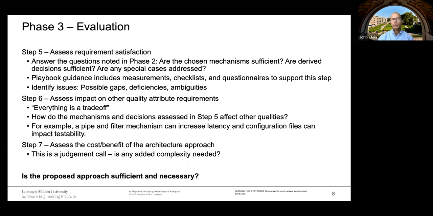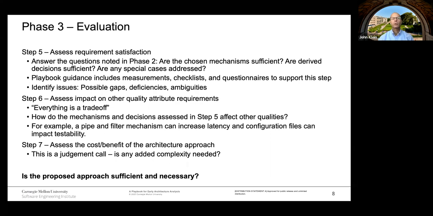Now in step 6, we're going to look at trade-offs. Remember, we collected other requirements in step 1. We need to look at them now and decide if we are breaking anything else as we instantiate this particular approach. So for example, the pipe and filter approach that we've been talking about in this example, it may help us in adding a new sensor or integrating a new sensor, but pipes and filters increase latency, right?